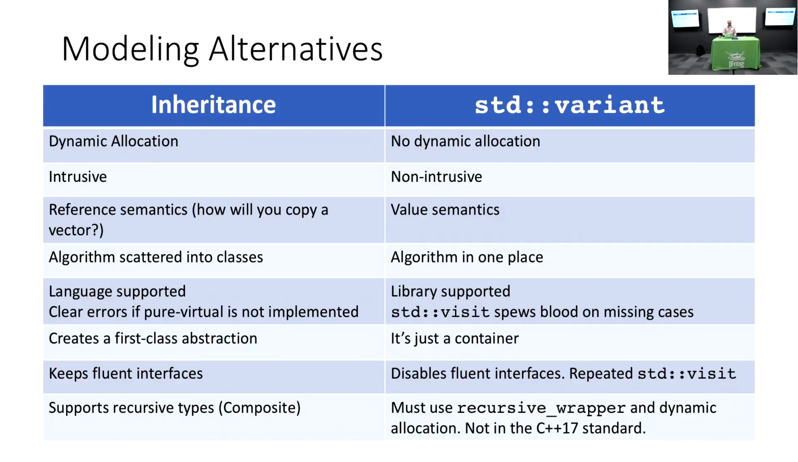So recapping the differences between std::variant and inheritance, you can go through this as you find time, but the main things are we talked about value semantics and then reference semantics. Also the algorithm tends to be in one place with std::variant, and it is library supported, whereas inheritance is language supported, so it feels a little bit nicer. And I think the main difference is inheritance allows you to create abstractions, but std::variant alone doesn't really let you create abstraction as such. It's just a container.